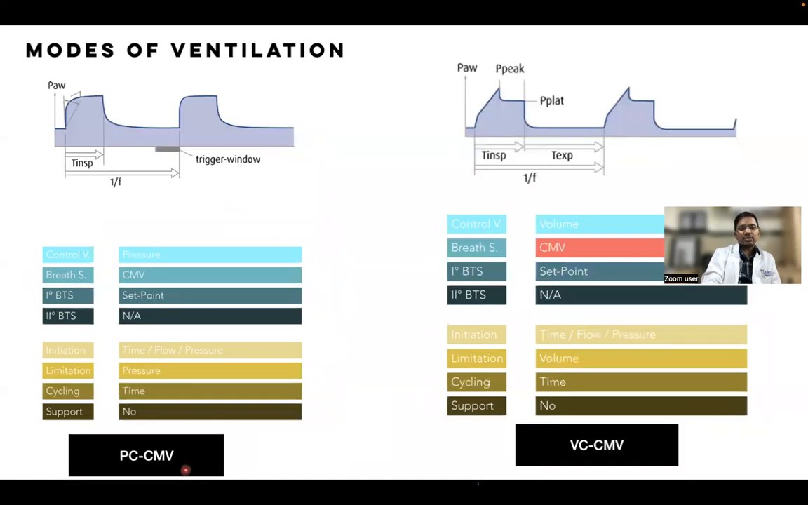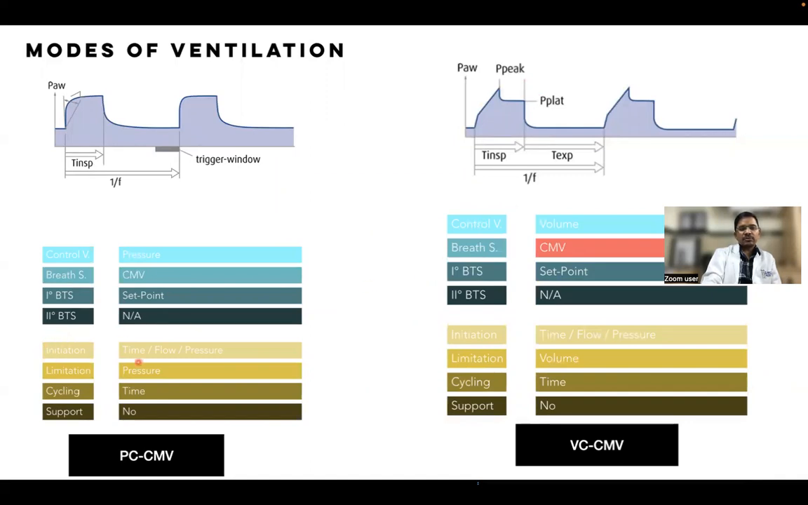Next, we see the continuous mandatory ventilation that could be pressure controlled or volume controlled. In pressure control, we can see the pressure wave like this, and in volume control we can see the pressure wave like this. You will also look for the flow curve in the next slides. Here the breath sequence is continuous mandatory ventilation. What is the set point? In pressure control the set point is the pressure. In volume control the set point is the volume, when the fixed volume is achieved.